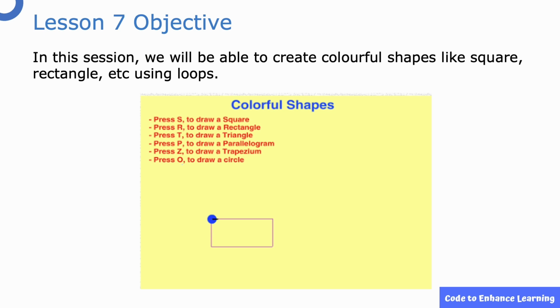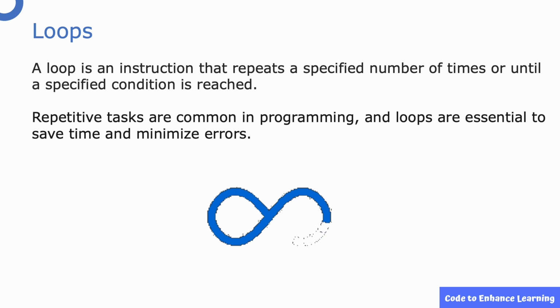In this session, we will be able to create colorful shapes like square, rectangle, etc. using loops. What is a loop? A loop is an instruction that repeats a specified number of times or until a specified condition is reached. Repetitive tasks are common in programming, and loops are essential to save time and minimize errors. Let us look at loops in detail.